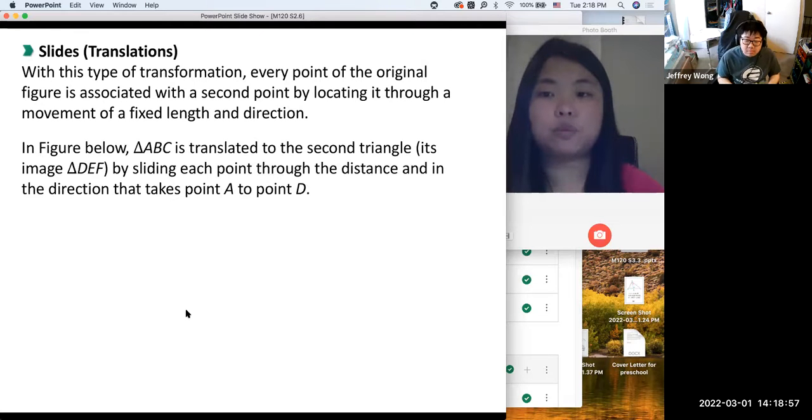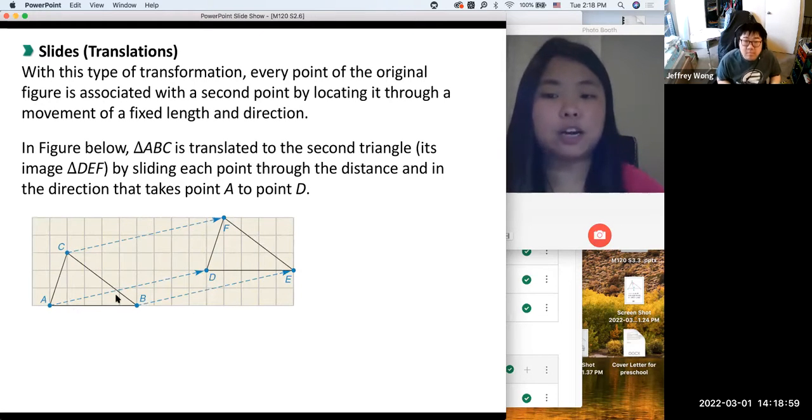Okay, the first one, the slide. Like here, I have the triangle ABC. I translate it to a second triangle. I move it from here to here. So I create another triangle called DEF. Okay, we call this the slide.